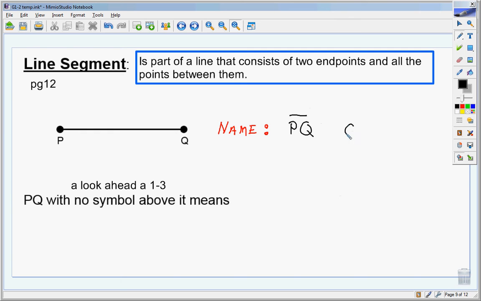It doesn't matter which order those 2 endpoints are listed, but they do have to be the points that are on the end. If it is listed this way, and there is no segment bar over the top, this is talking about the length of the segment. This represents a picture, the actual drawing of the segment. This represents a number, the distance or the length between P and Q.